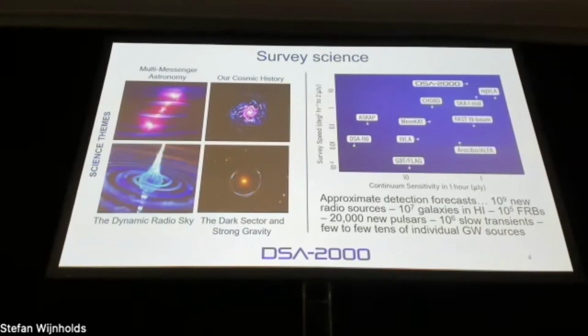And using that, here are some forecast numbers. So 1 billion new radio sources, 10 million galaxies, 10 to the 5 FRBs, 20,000 new pulsars, and so on. So these are big numbers and enabled by this emphasis on the survey speed.